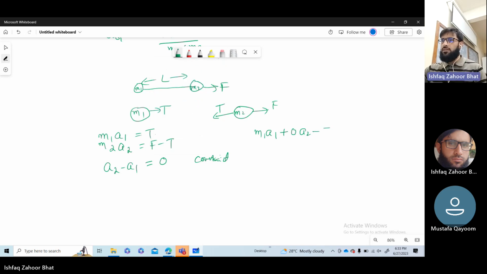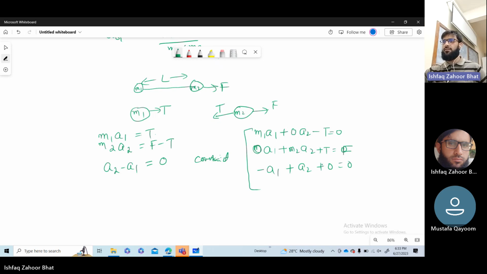Okay, minus T equal to 0. And similarly, we have M0 times A1 plus M2 times A2, and then plus T equal to 0. And finally, we have minus A1 plus A2 plus 0 equal to 0. Here it was not 0, here it was F.